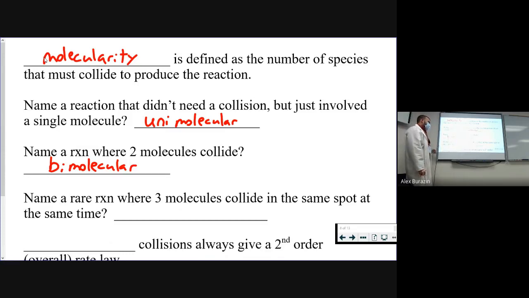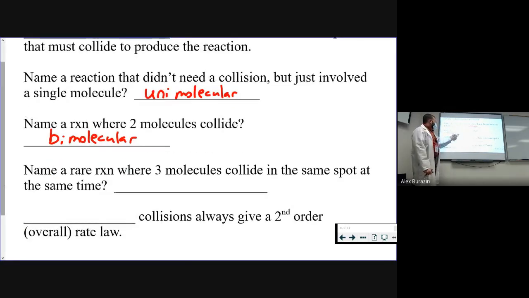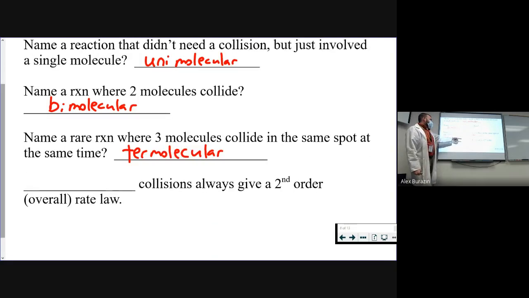Name a rare reaction where three molecules collide at the same spot at the same time. Unimolecular, bimolecular. It's a great guess, but it's not right either. It's termolecular, which is really annoying. I feel like it should be tri, but it's ter. Tertiary, I don't know. Maybe that's again, it's dumb. I just teach things. So blank collisions always give a second order overall rate law.